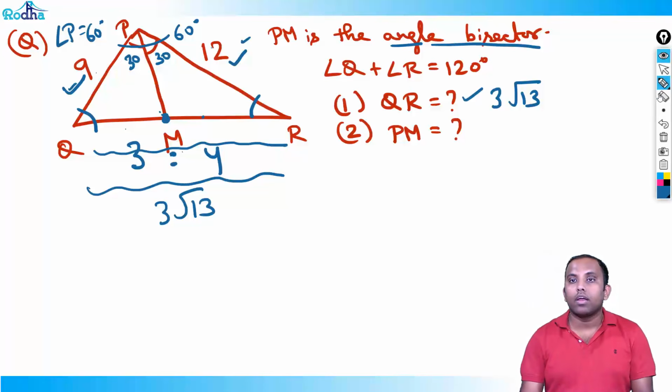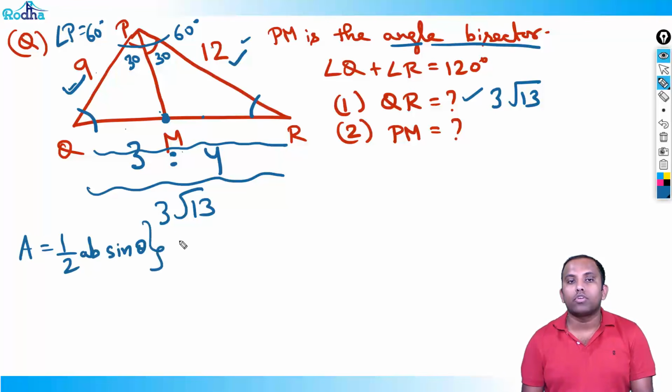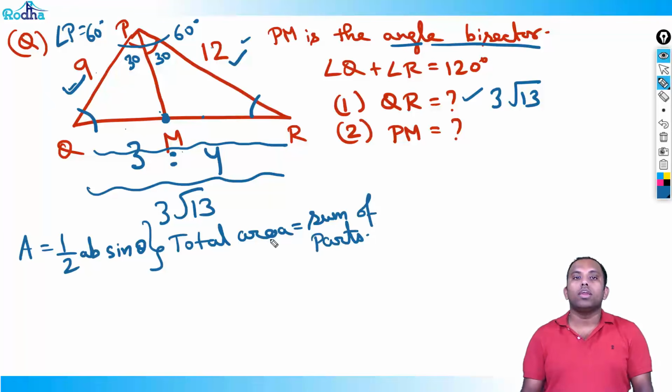That's why, the 5th way of calculating the area of a triangle, never forget that. That's a very good formula. The 5th way of calculating the area of a triangle is: area is equal to half AB sine theta. I've discussed this concept earlier also, that if total area is given, they can distribute the figure. Total area is equal to the sum of parts. We have done some 2 questions on this concept, right? Total area divided into sum of parts.